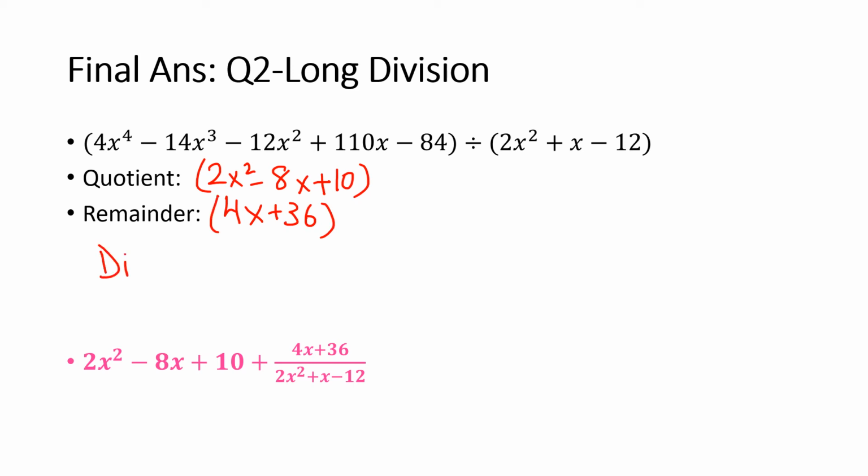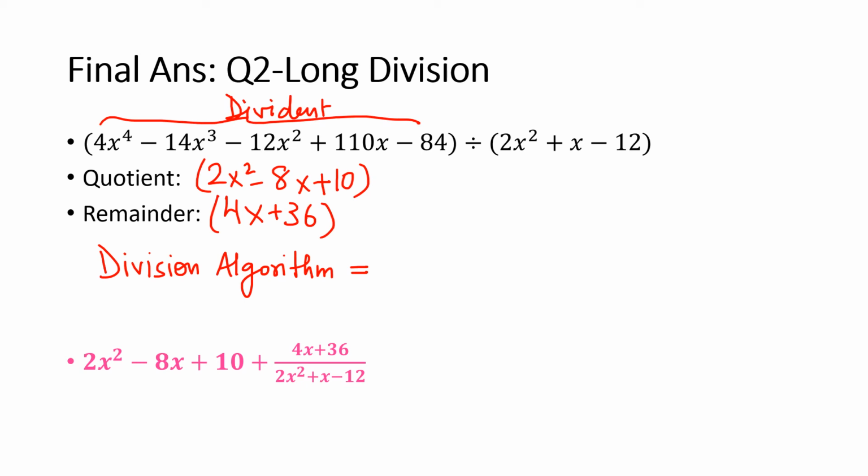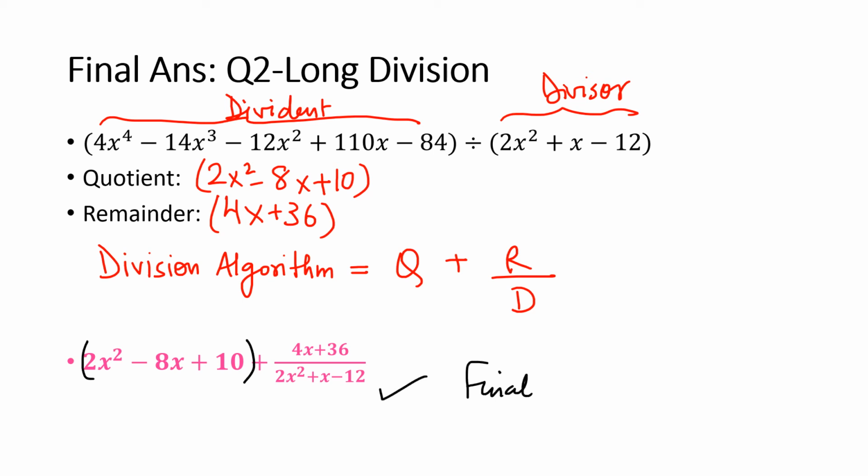Okay, now let's use the division algorithm to give the final answer. So the division algorithm says that when you are dividing your dividend, the big one, with your divisor, the small one, what you get is equal to the quotient plus a remainder over your divisor. So what is your quotient? 2x square minus 8x plus 10. What is your remainder? 4x plus 36. And what was your divisor? 2x square plus x minus 12. This is going to be the final answer.